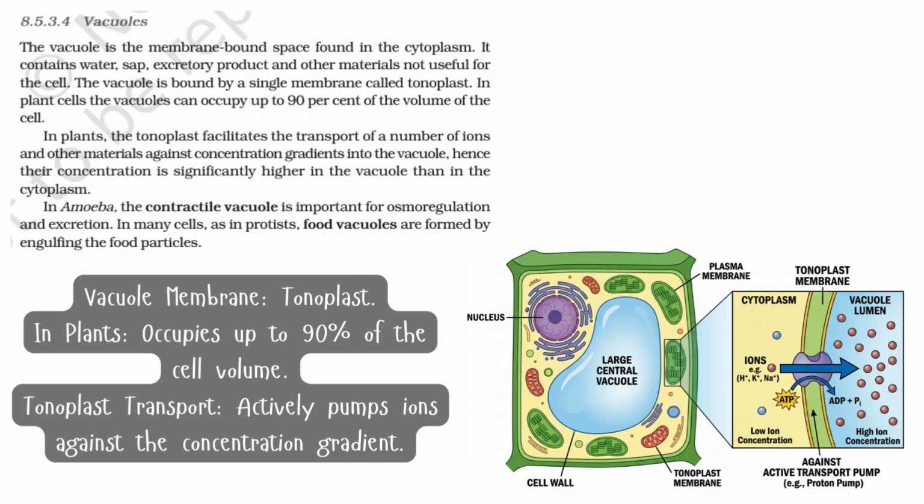Here is the key transport concept. In plants, the tonoplast facilitates the transport of ions and other materials against concentration gradients into the vacuole. This active transport is why the concentration of these ions is significantly higher inside the vacuole than in the cytoplasm. Keep this active transport detail clear for your exams.